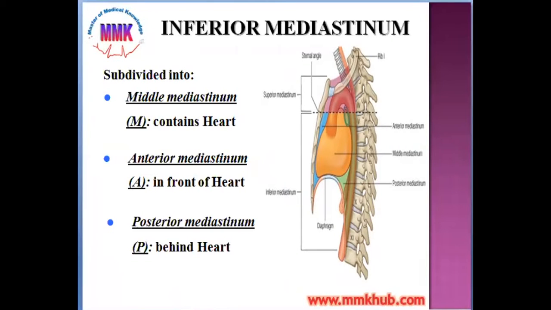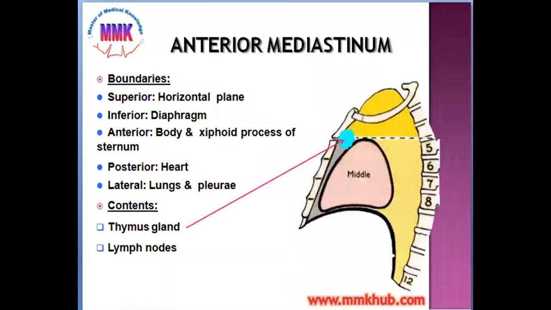divided into middle, anterior, and posterior portions. Middle mediastinum is in the center, in the mid portion, and the main content of the middle mediastinum is the heart, while the anterior mediastinum is in front of the heart and the posterior mediastinum is behind the heart. In the next few slides, we will discuss in detail the structures and contents of the different portions of the inferior mediastinum.